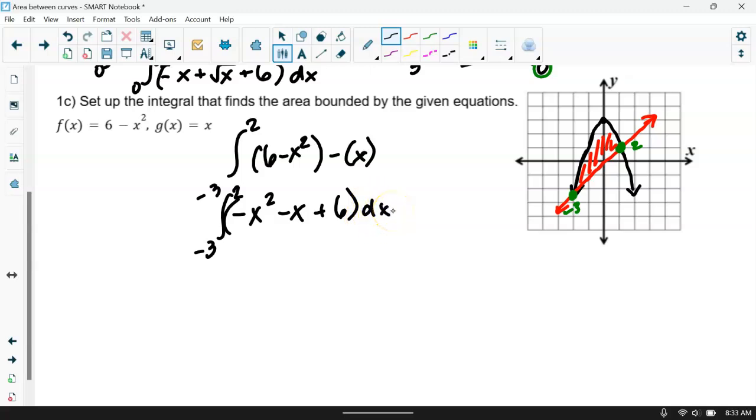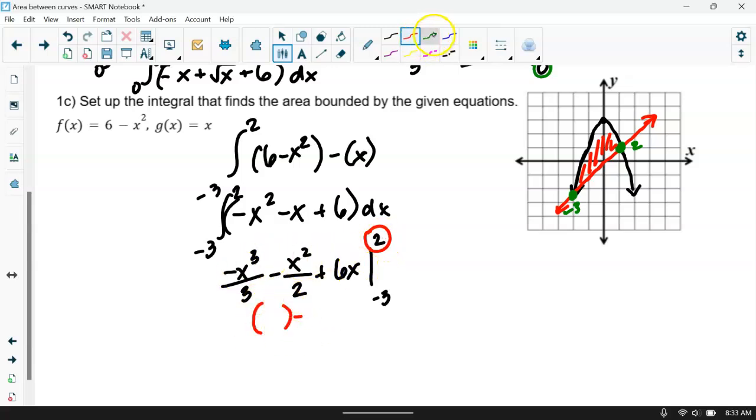Then again, if you want to continue and practice, that means here we go. We've got -x to the third divided by 3 minus x squared divided by 2 plus 6x. Again, from -3 to 2. Then again, we would substitute, right? So 2 in for x, then minus, substitute -3 for x. And that would be our area between the two curves.